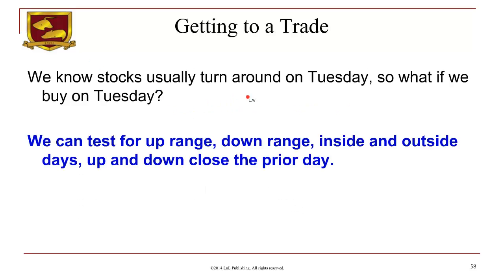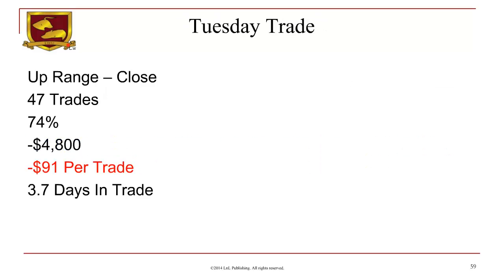So we know stocks usually turn around on Tuesday. So what if we buy on Tuesday? Well, we could test buying on Tuesday for up range, down range, inside, outside days, right? Just like we did earlier. We know that markets tend to bottom on Tuesdays. I first learned that in 1962, way before a lot of you were even born, let alone started trading. So let's test that. Can we find out anything?